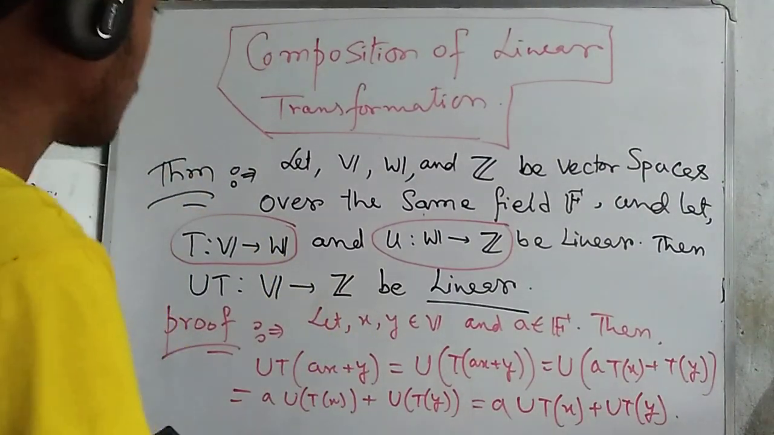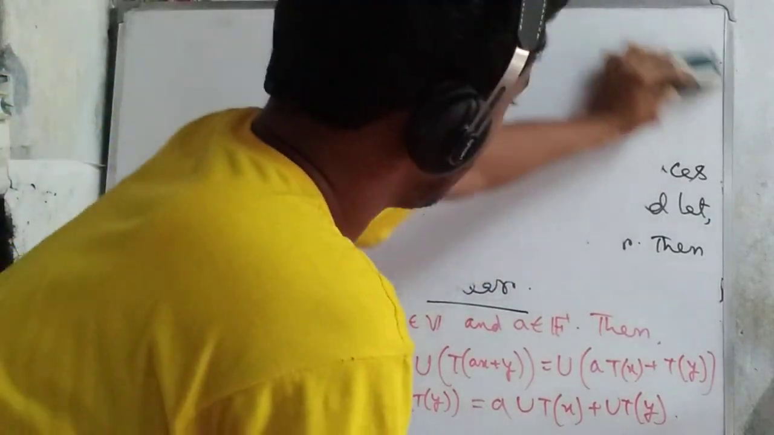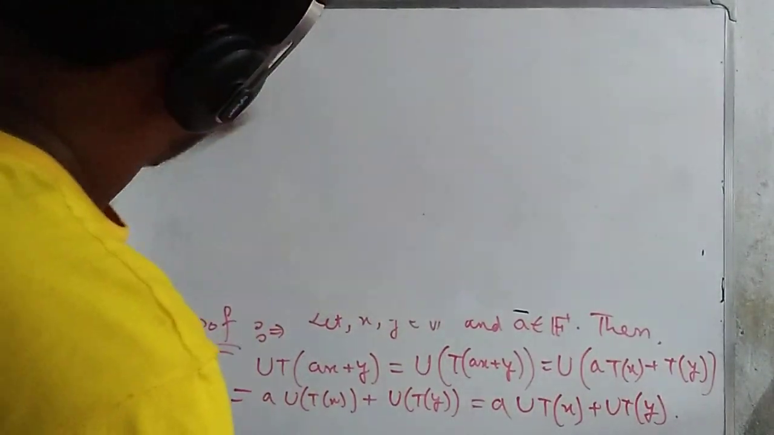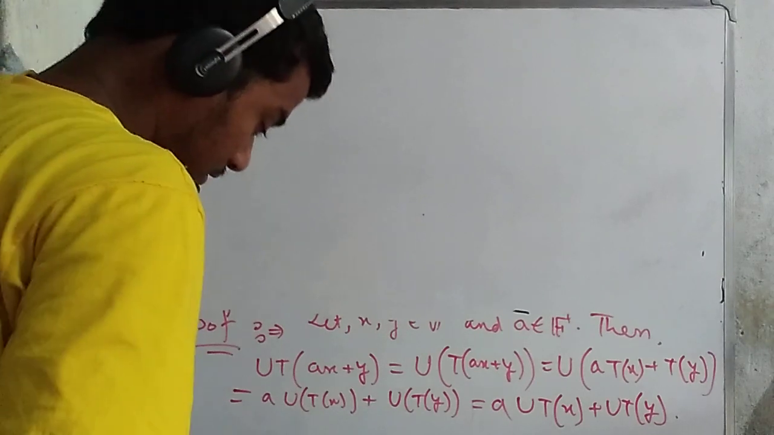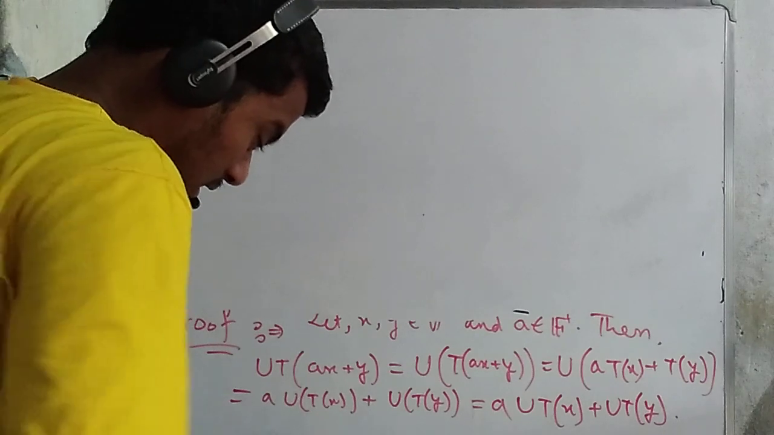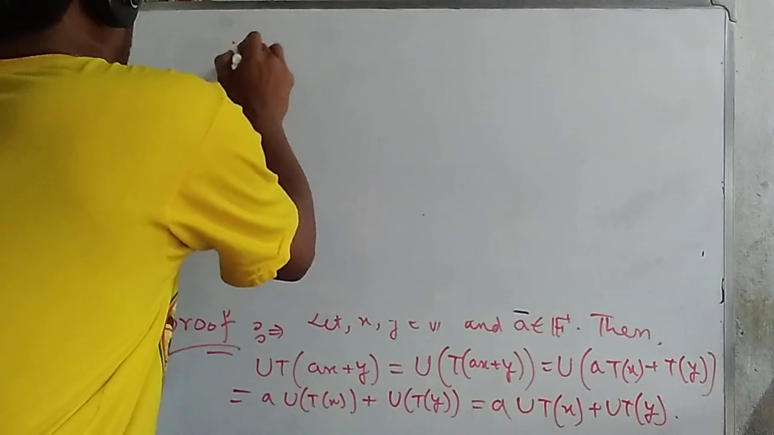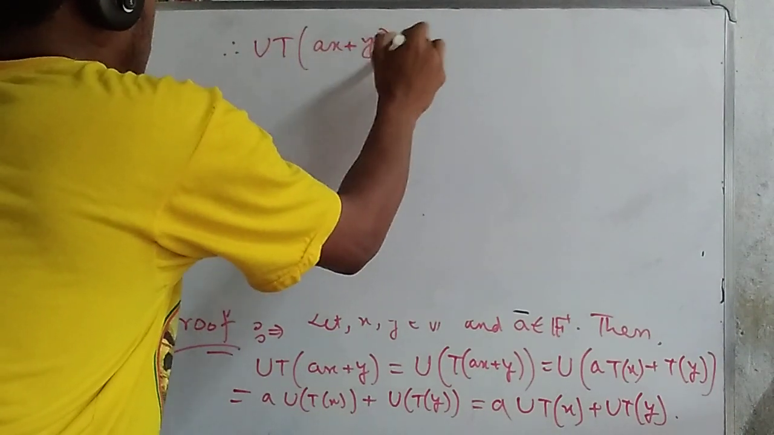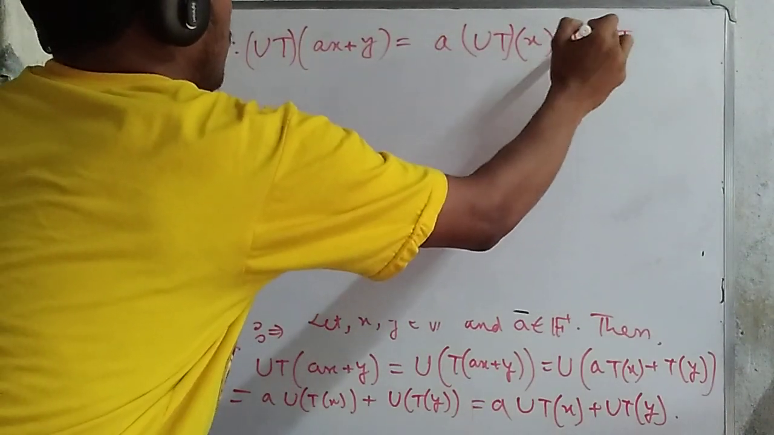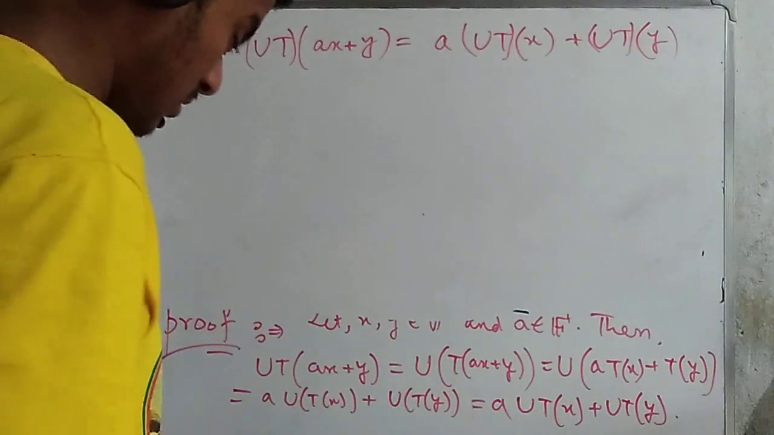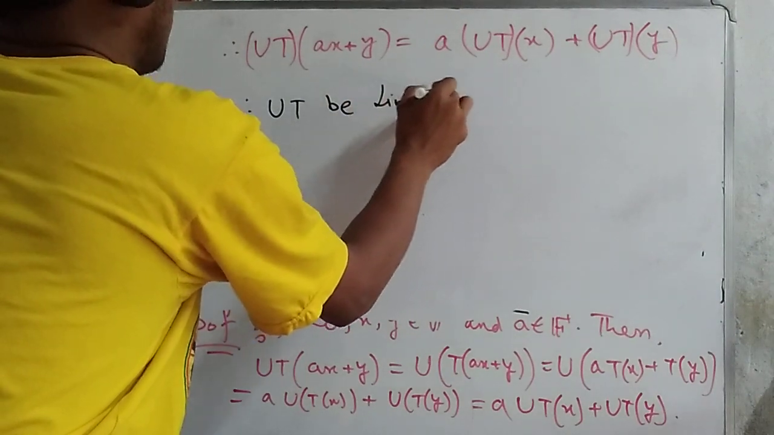Then we erase our portion and go on to further discussion of that. Okay, so we also discuss that UT is linear. Understood? So what is here? That means U and T are linear. So we also see that UT is linear. Okay. So UT(ax + y) equals a UT(x) plus UT(y). Understood? Okay. Hence, this implies UT is linear.